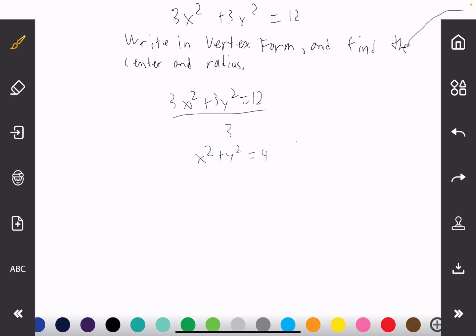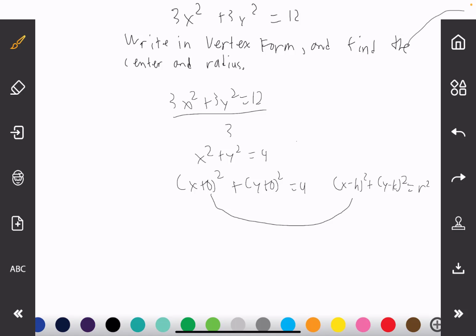So now all we have to do is find the center and radius. We can rewrite this equation as (x + 0)² + (y + 0)², and that doesn't change the equation at all. It just gives us h and k values more clear. So now we have to compare this equation with the (x - h)² + (y - k)² = r², and we have to match up values.